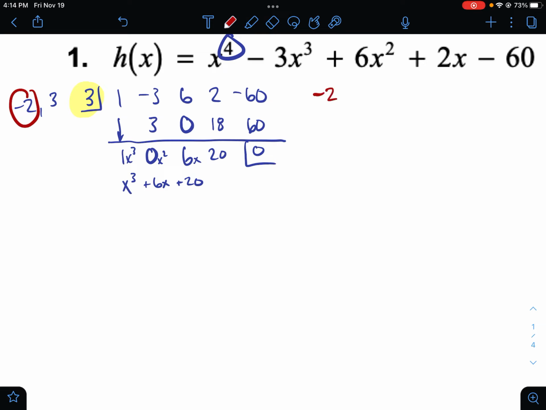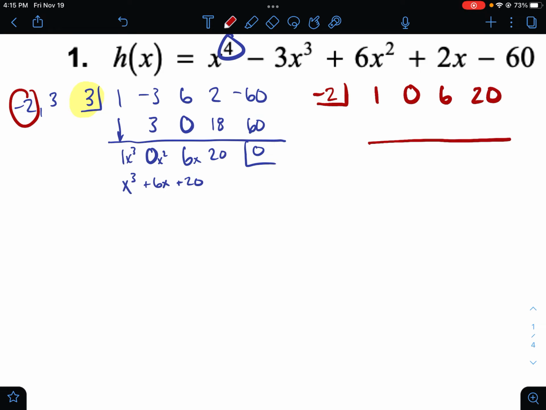So instead of using 3, I'm going to use -2. And I'm not going to plug it into the original. That wouldn't make any sense, because I would just end up with a cubic again, and that doesn't help me. But what we can do is use the reduced function that we got when we ran it through synthetic division the first time. We can use this equation in synthetic division. So a 1 for the x to the third, a 0 for the x squared, a 6 for the x, and a 20 for my constant.